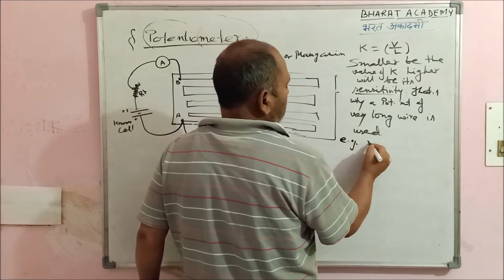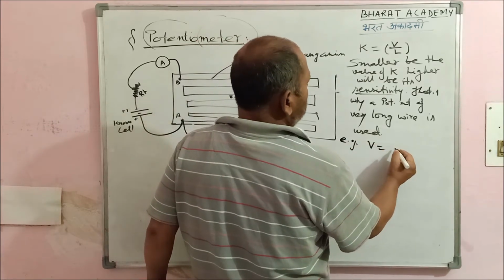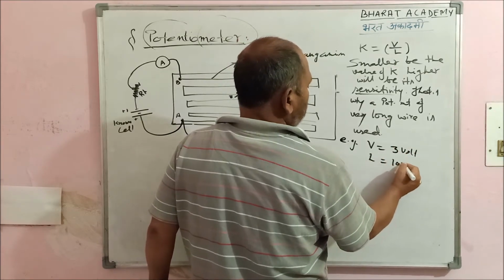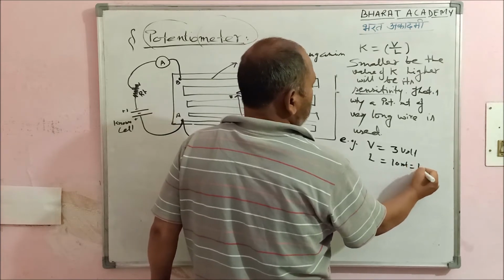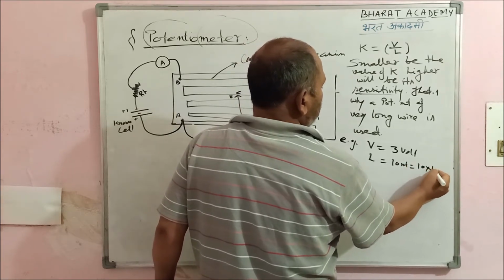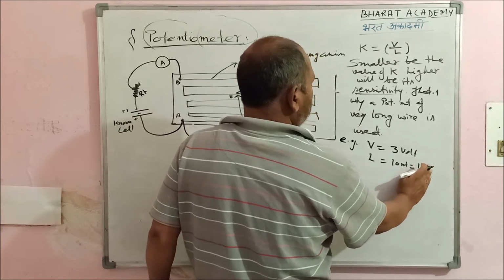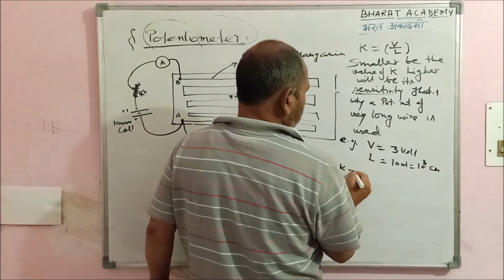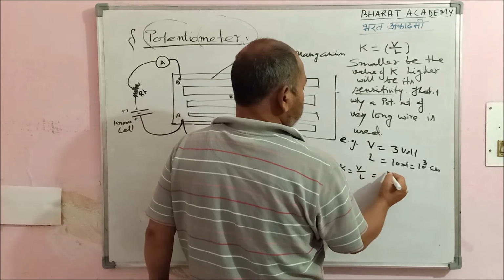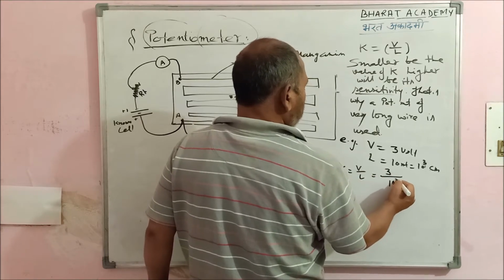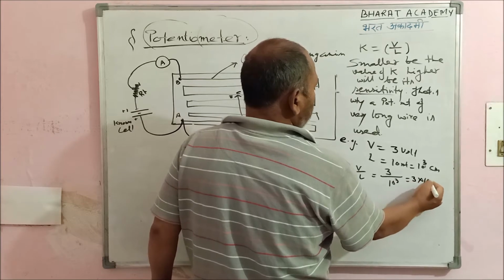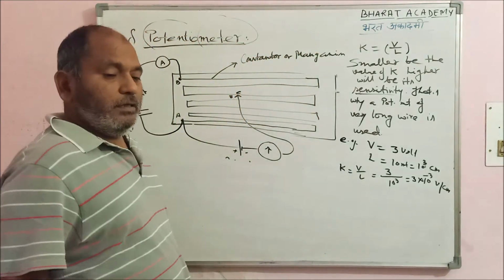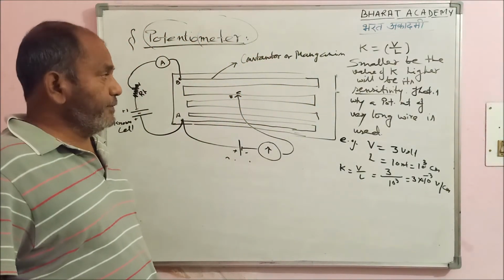For example, if I have a cell of EMF 3 volt, and its total length is 10 meter, or 10 to the power 3 centimeter, just to make it clear. In that case, K will be V by L, 3 by 10 to the power 3, or 3 into 10 to the power minus 3 volt per centimeter, which will be its sensitivity, the potential gradient.